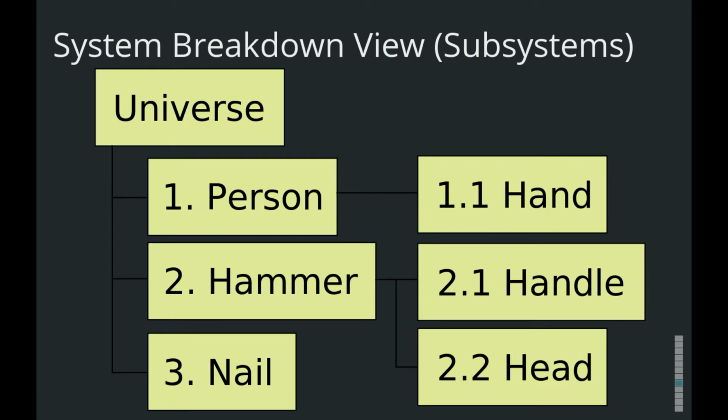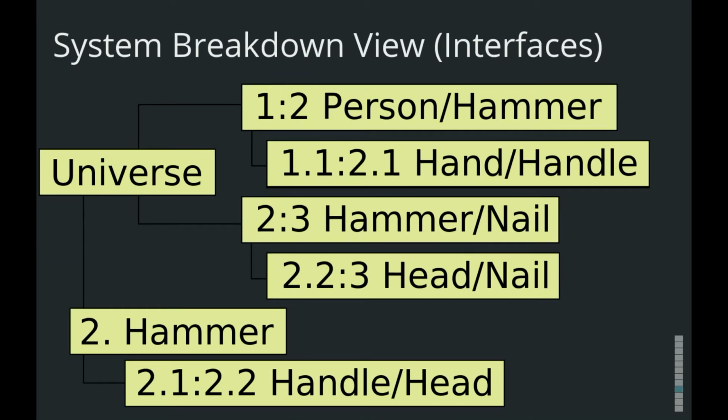The handle-head interface fits within the hammer. It's just within the hammer. It doesn't interact with anything else. It's just part of the hammer. The person-hammer interface and the hammer-nail interface fit under the universe because they're interfaces between subsystems of the universe. But they break down onto the hand-handle interface and the head-nail interface. The hand-handle interface is a breakdown of the person-hammer interface, and the head-nail interface is a breakdown of the hammer-nail interface.